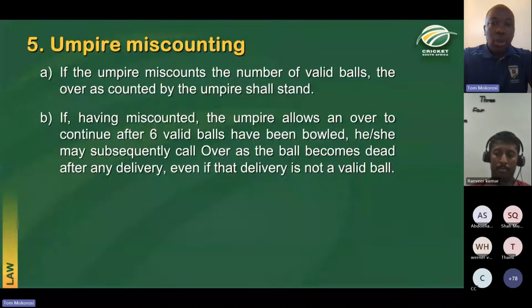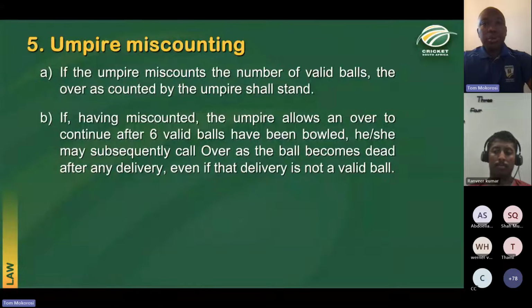Whenever there is a no ball, a dead ball, or a wide ball in the over, we reconfirm how many balls are left in the over. So if there's a no ball bowled in the first ball of an over, there are still 6 balls remaining. The signal used internationally for 6 balls remaining is a closed fist. So that is 6 balls remaining in the over.